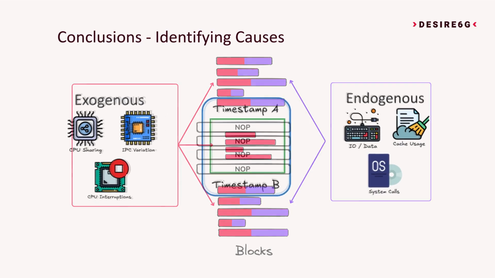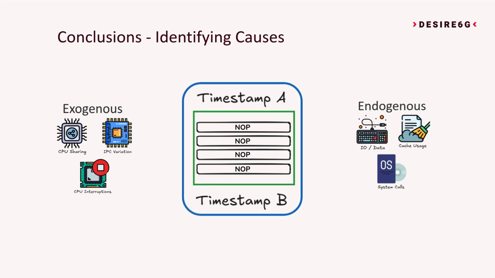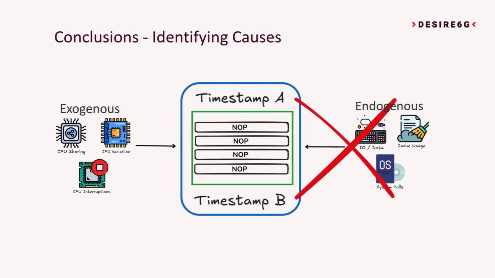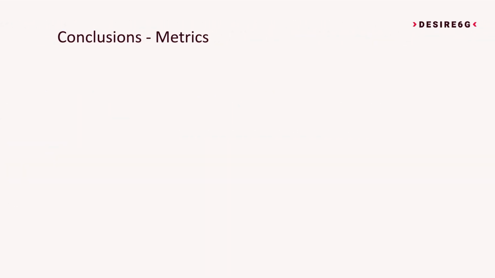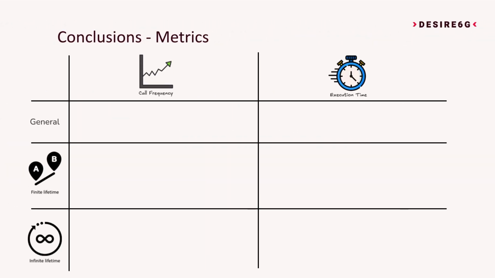This limitation comes from the nature of the block's instructions, which are usually designed to be sensitive only to exogenous factors. For example, NOP instructions can still be influenced by exogenous factors such as IPC variation or CPU interruptions. However, they do not perform system calls, do not access caches, and do not depend on variables or data inputs. Let's move on to the usability of both metrics. We'll organize the conclusion into 3 parts: finite lifetime programs, infinite lifetime programs, and overall global insight.